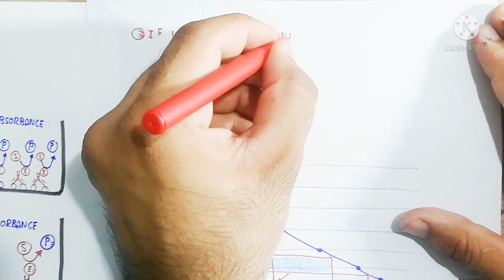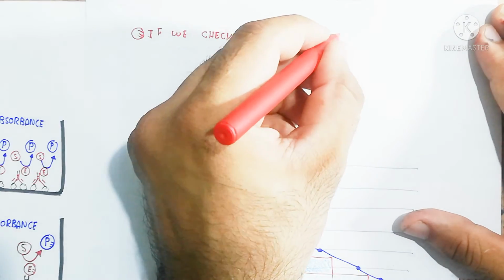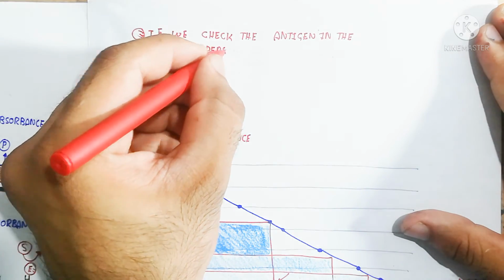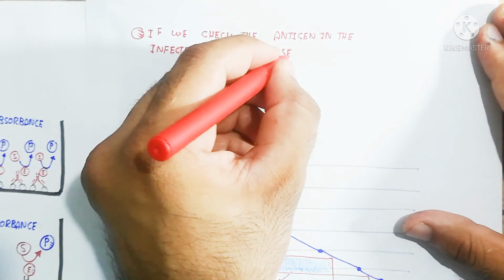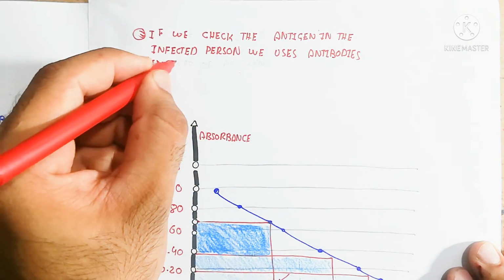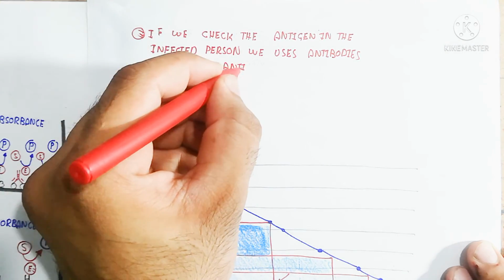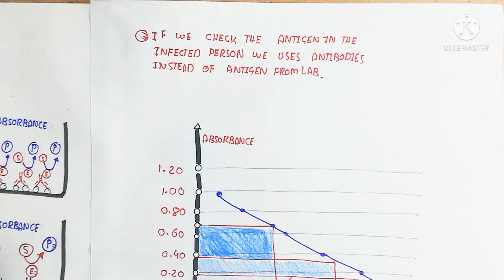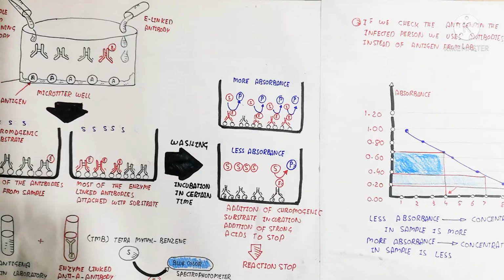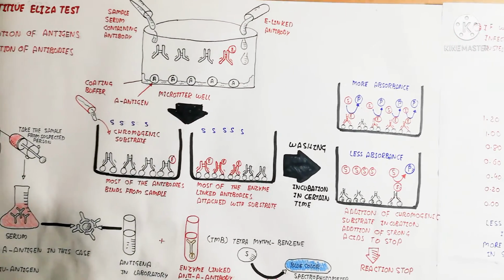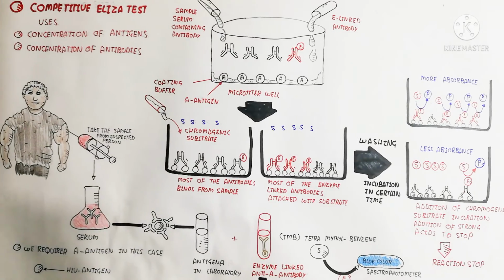If we check the antigen in the infected person, we use antibodies from the lab instead of antigen. We can use the antibody for checking the antigen; it is the opposite, vice versa system. That is the competitive ELISA test, in which the antigen is competed for by the enzyme linked antibody as well as the serum containing antibody.